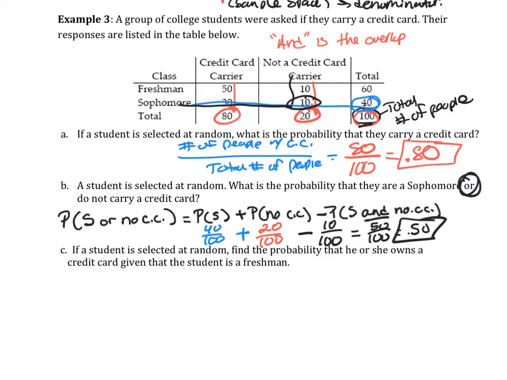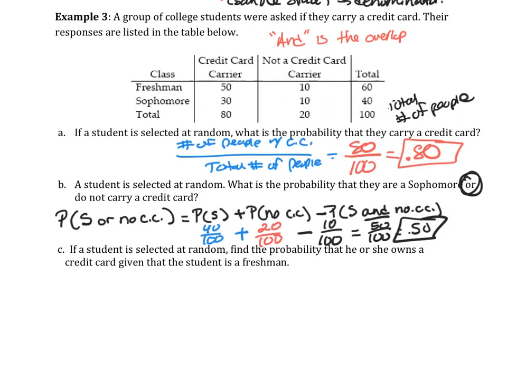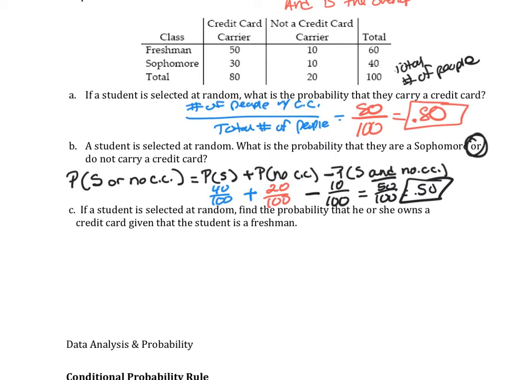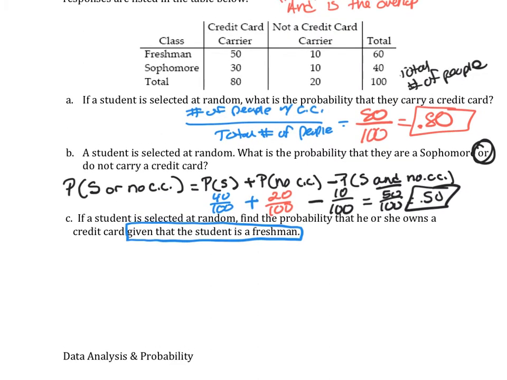Let's clean this up here. So now letter C is where we get into our given probabilities. If a student is selected at random, find the probability that he or she owns a credit card given that the student is a freshman. So we know for a fact that the student we care about is a freshman. And so that means we only care about our freshman numbers here.